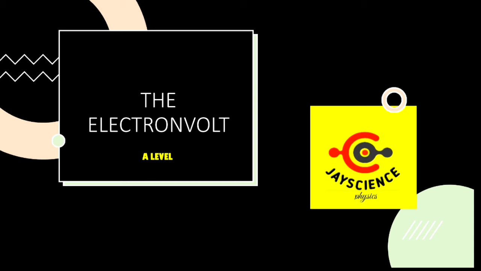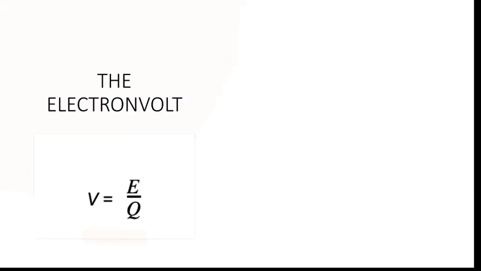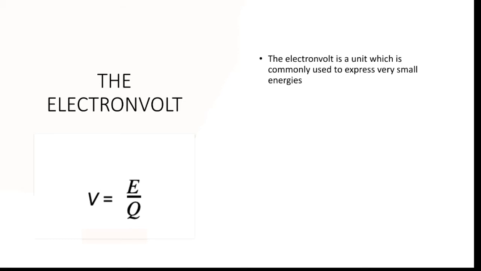Now the thing is, you would come across this under electricity and magnetism, and you will come across it under nuclear physics, especially when you are studying photoelectric effects. The electron volt is a unit which is commonly used to express very small energies.